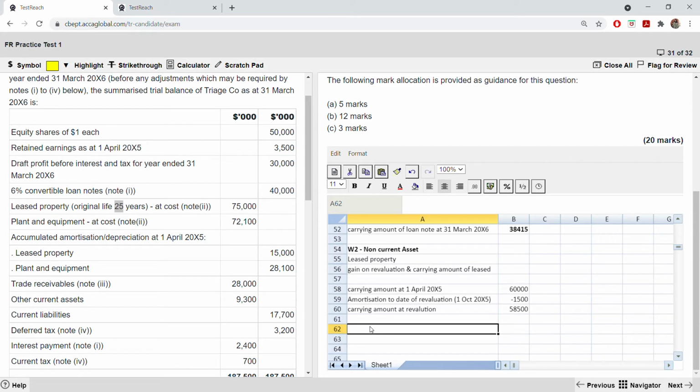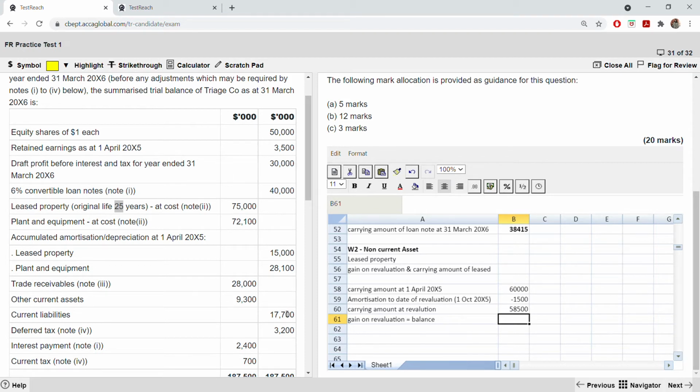Next, gain on revaluation, the balance. So the carrying amount is this. What is the gain on revaluation? Whenever you're getting something through balance, just make sure that you write that it's the balance. Okay, what is it? It is 7,800.